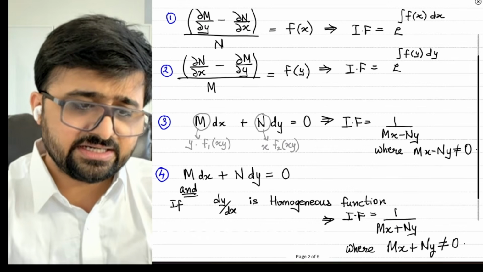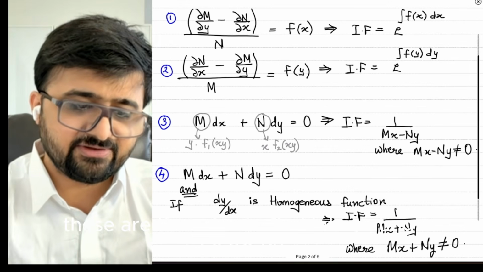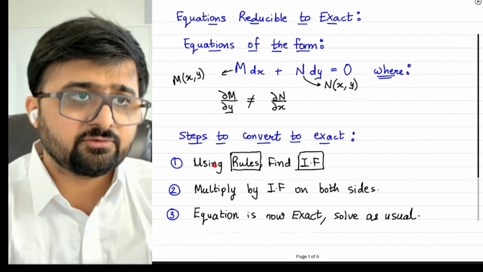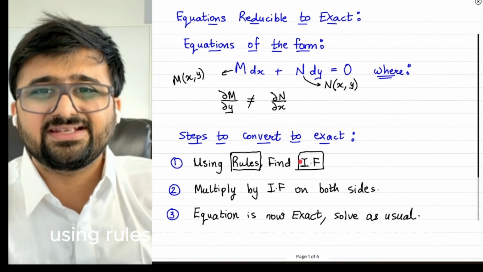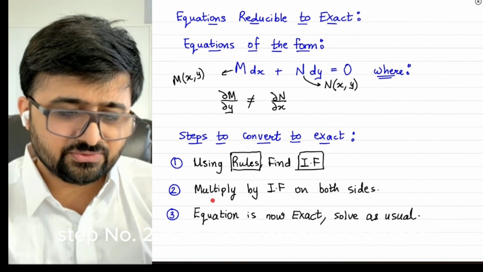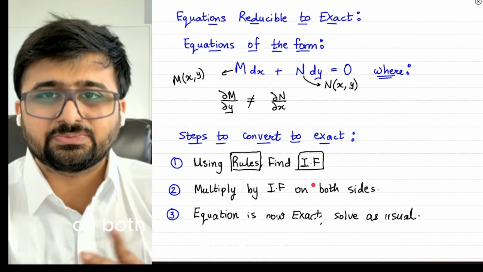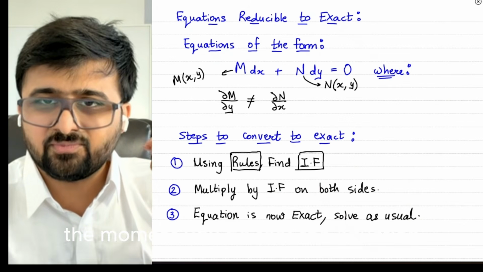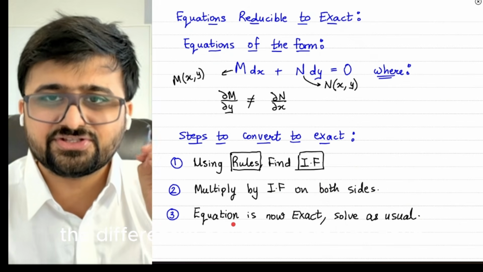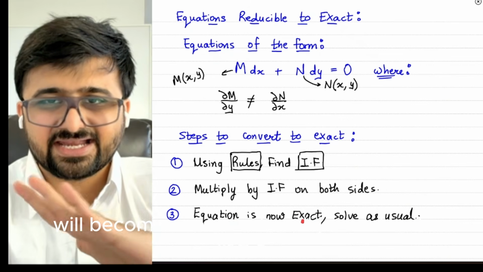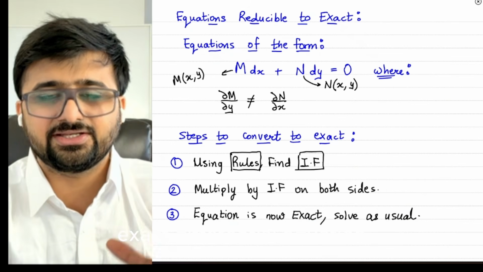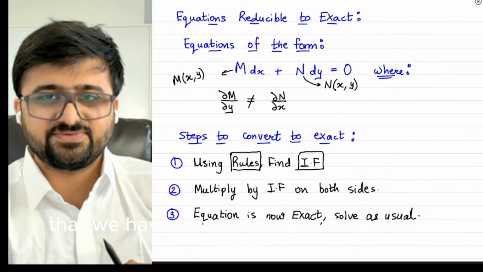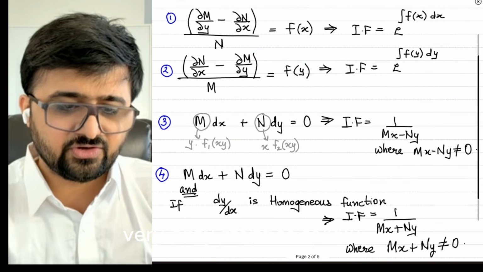Remember that these are the rules to find the integrating factor. That's step number 1: using the rules, we find the integrating factor. Step number 2 is to multiply the integrating factor on both sides of the differential equation. The moment you do that, the differential equation becomes exact, and we'll just solve it like an exact differential equation, as we did in the previous video. Very easy steps to follow.